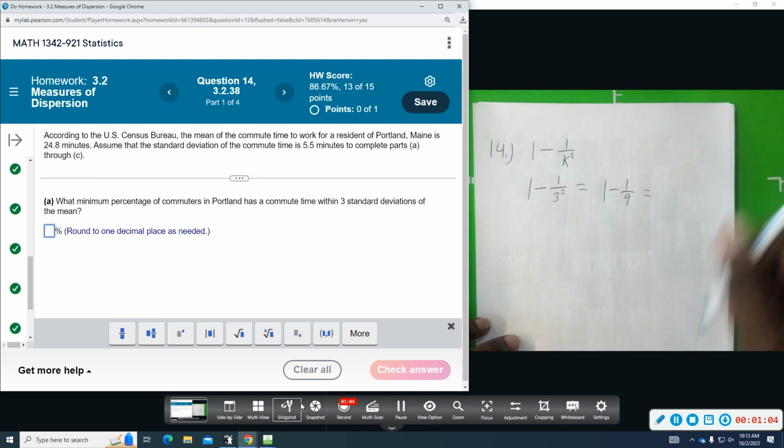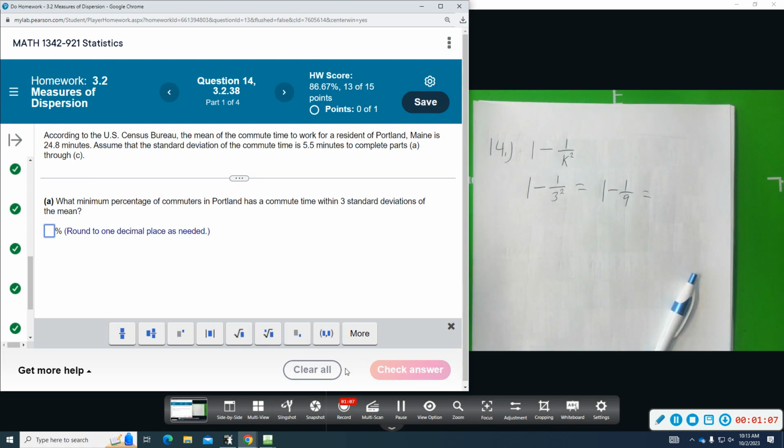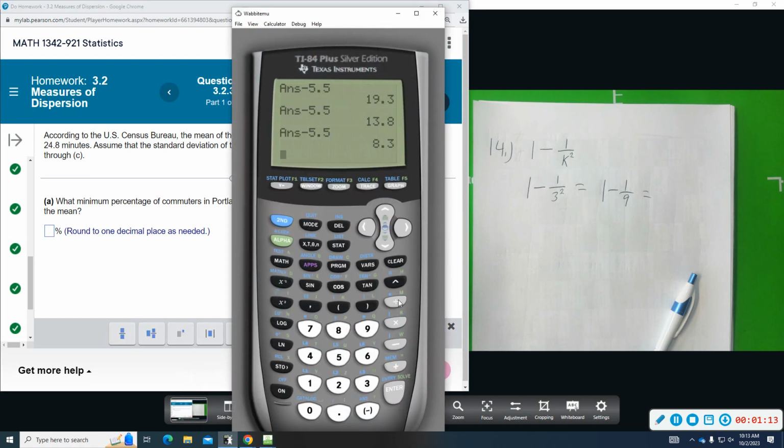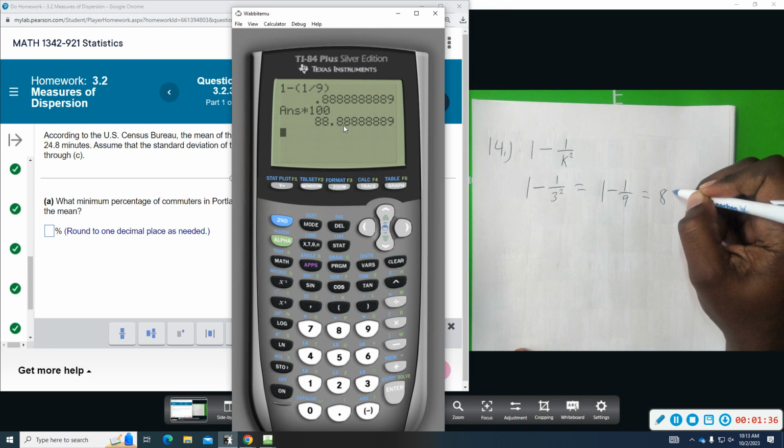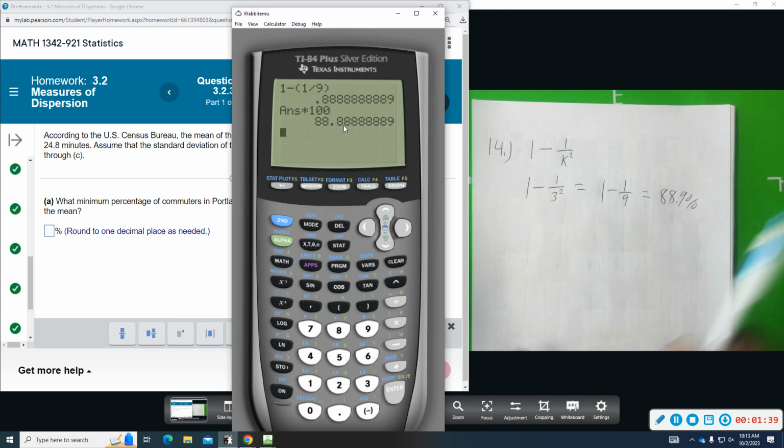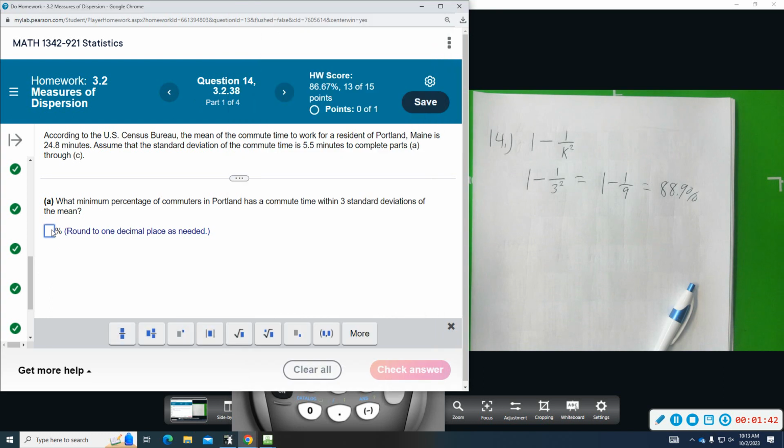All right, and then I can just solve this. That will give me my percentage. I believe it was 88.9, 88.89. We want to round to 1 decimal place based on the rule. So we're going to do 1 minus 1 divided by 9, and then times 100, convert it to a percentage, that gives you 88.9 roughly. Okay, so Chebyshev's theorem gives us 88.9 minimum percentage.